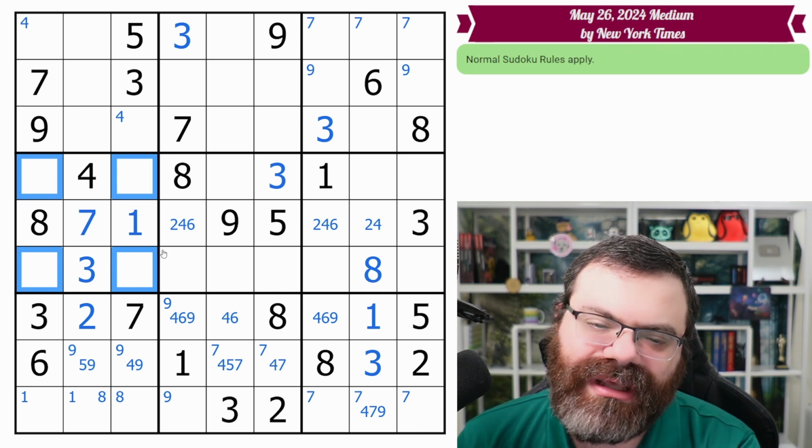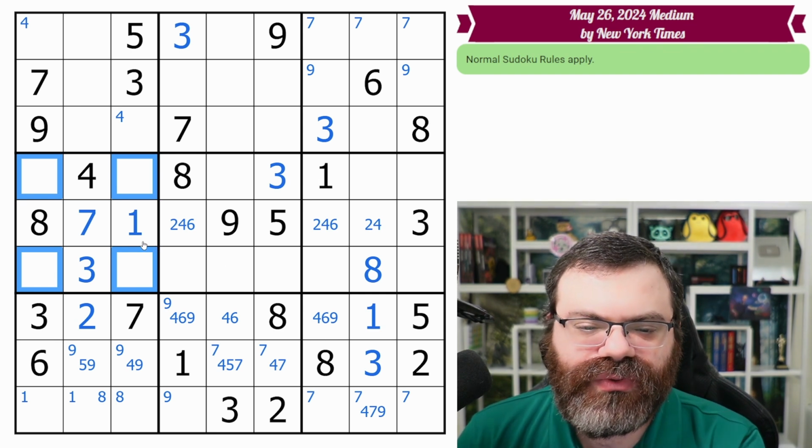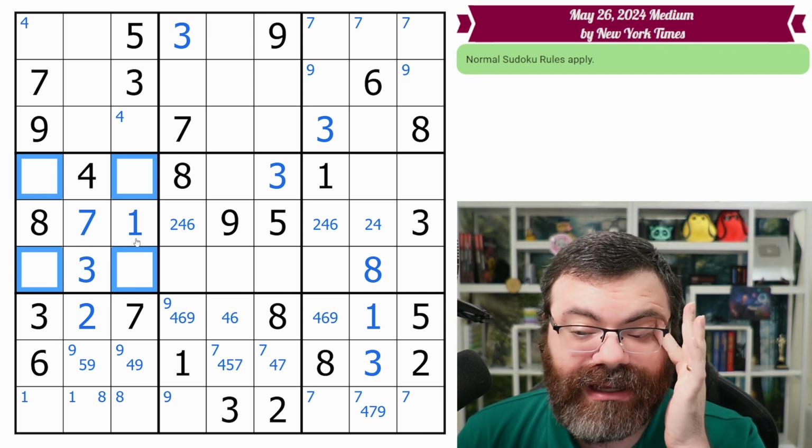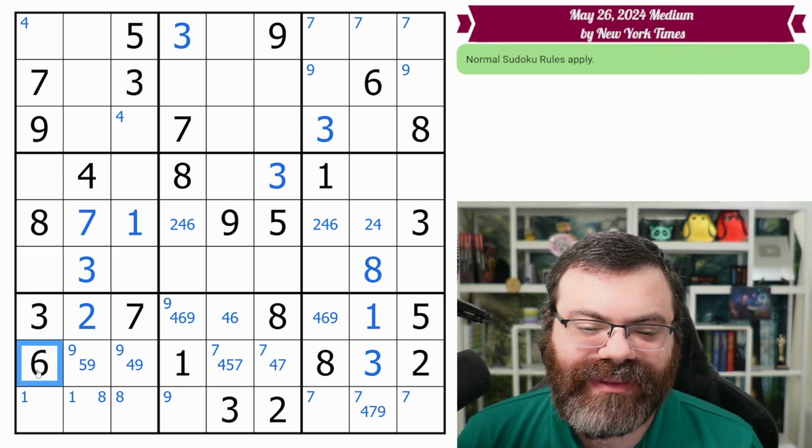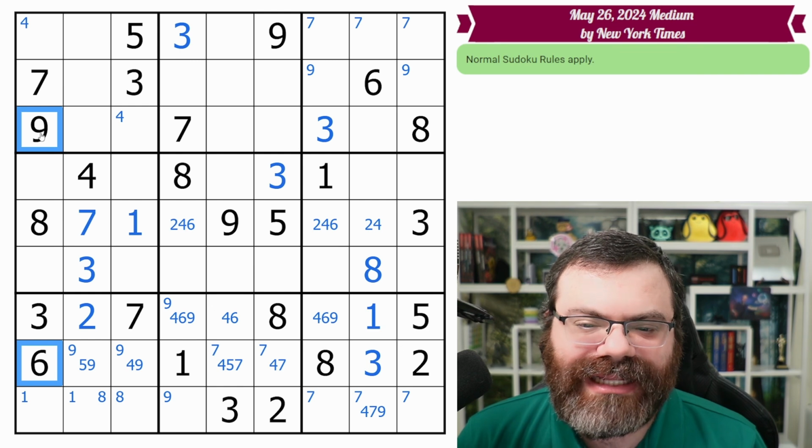Yeah, I think that's a good one to start with. So we need 2, 5, 6, 9. So we're looking for 2s, 5, 6s, and 9. I see that these two cells see a 6 and a 9. And that's going to be huge.